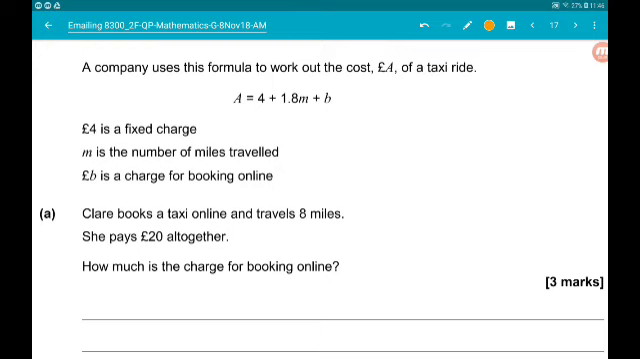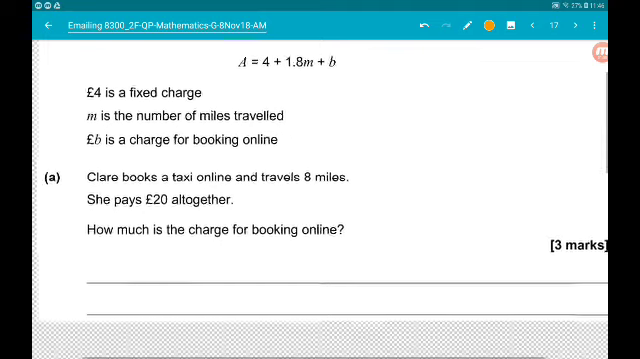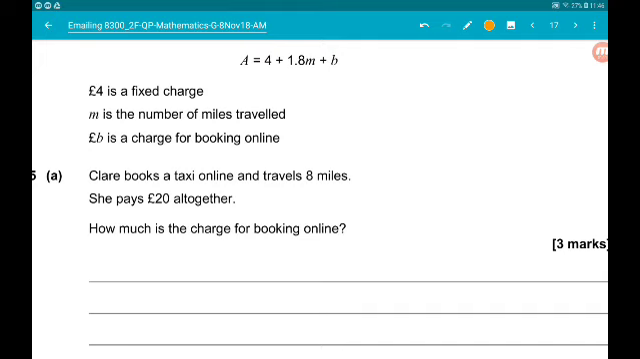Claire books a taxi online and travels 8 miles. The total cost is £20. How much is the charge for booking online? Okay, so we know here then that A, the total cost, is 20. We know that M is 8, and we want to work out B.